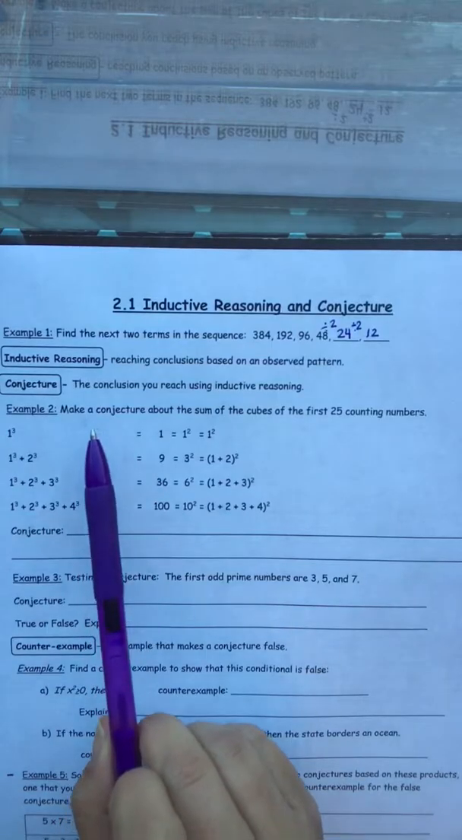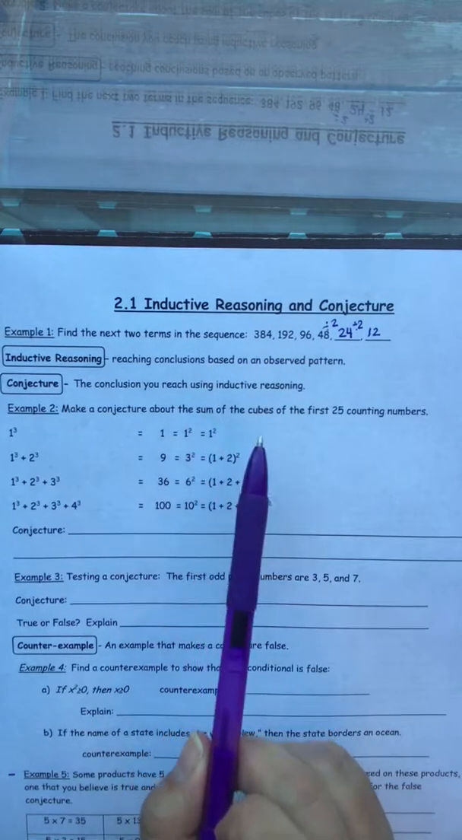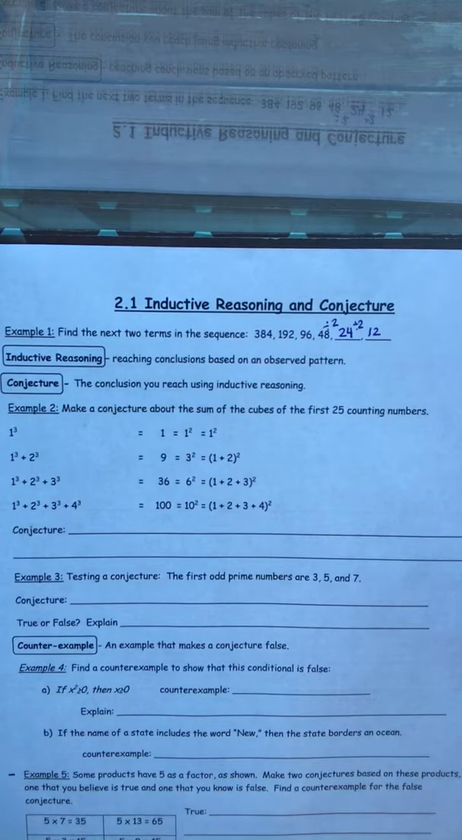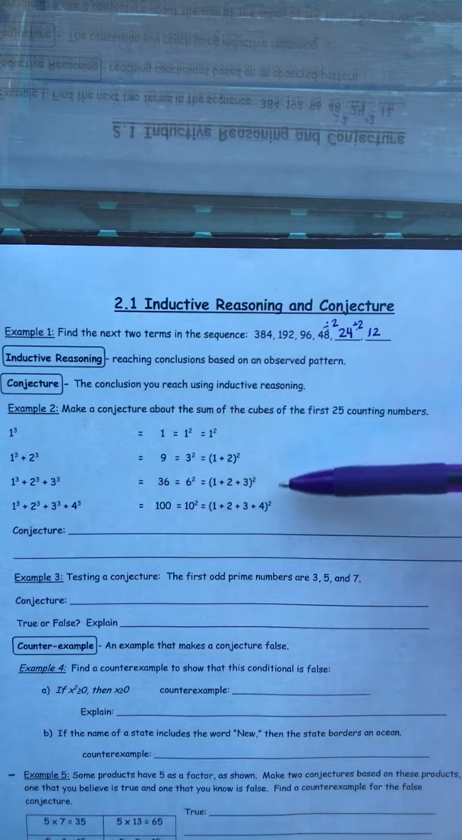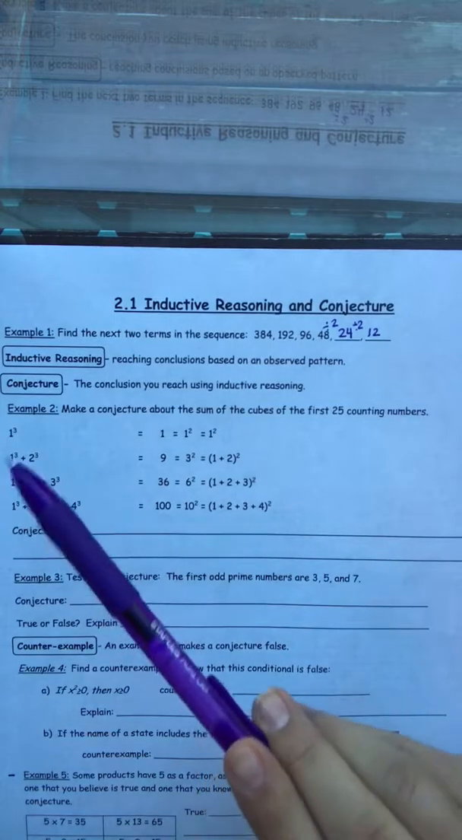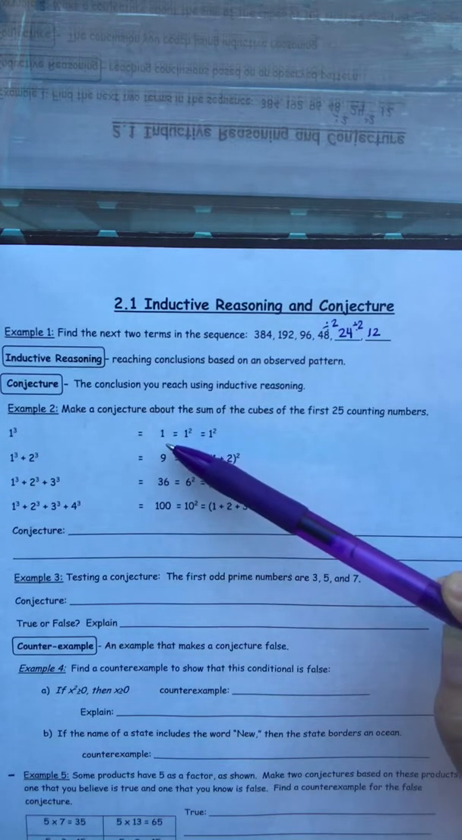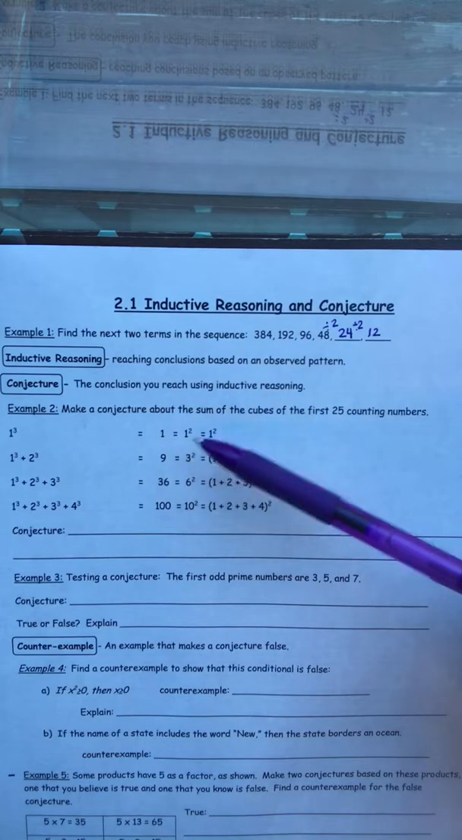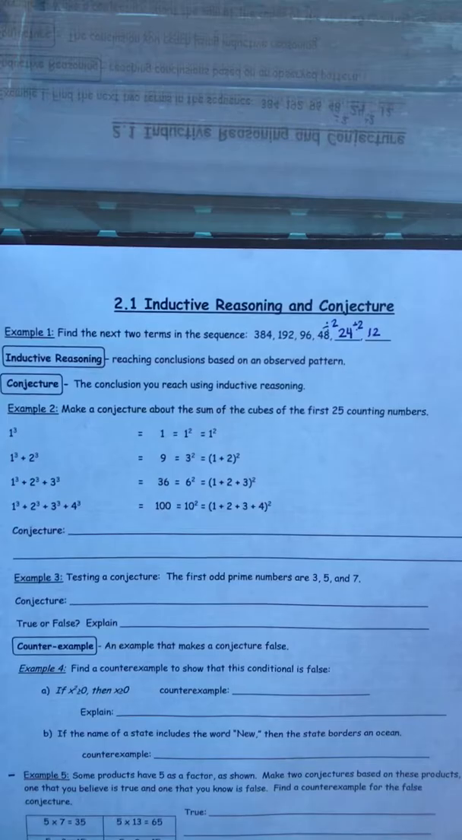So in example 2, we're going to make a conjecture or an educated guess about the sum of the cubes of the first 25 counting numbers. Now, I don't want to sit here and cube the first 25 counting numbers, so hopefully there's a pattern that develops that will make it a little bit easier on us. If you notice, the first part says that 1 cubed is equal to 1, which can be rewritten as the square of 1, which is 1 squared. This really hasn't done much for us.